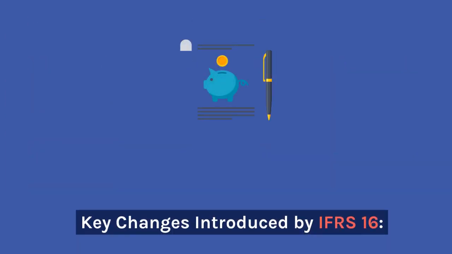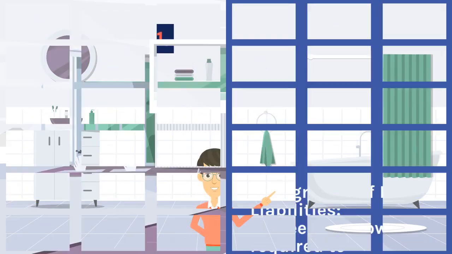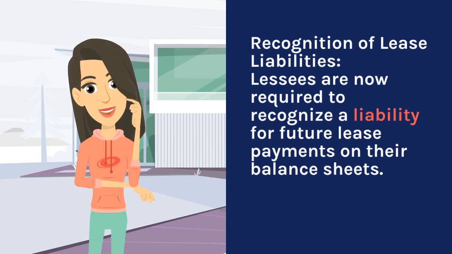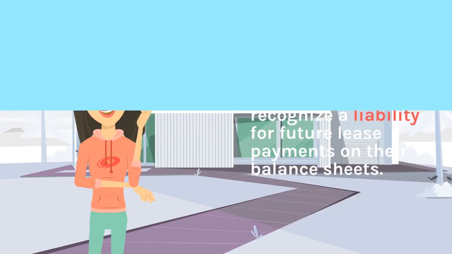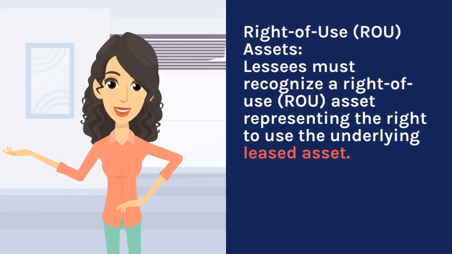Key changes introduced by IFRS 16. 1. Recognition of lease liabilities. Lessees are now required to recognize a liability for future lease payments on their balance sheets. 2. Right of use, ROU, assets. Lessees must recognize a right of use, ROU, asset representing the right to use the underlying leased asset.